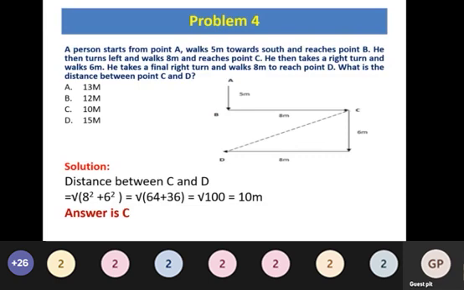Distance between C and D. They are asking for the hypotenuse. So the hypotenuse is equal to the square root of the sum of the squares of the other sides. For example, 8 square plus 6 square: the square root of the sum of 64 plus 36 is equal to the square root of 100, which is equal to 10 meters. So the answer is C.